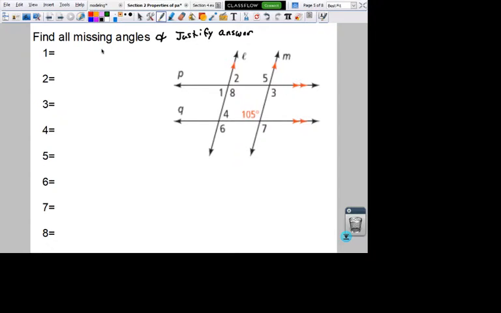Alright. So we're going to find missing angles in here. And we're going to justify our answers, which just means we have to explain how we got it.